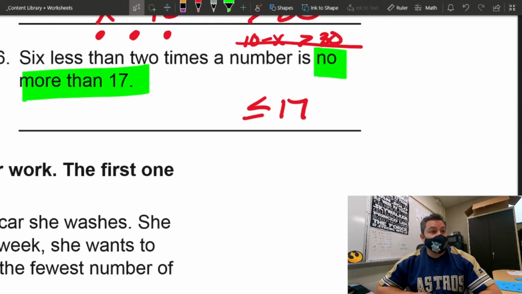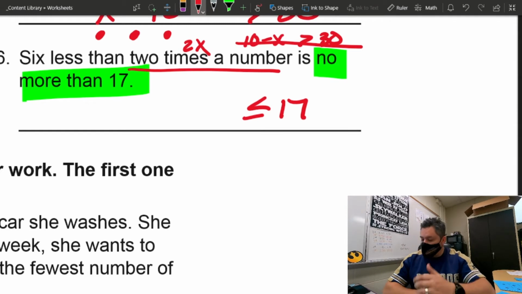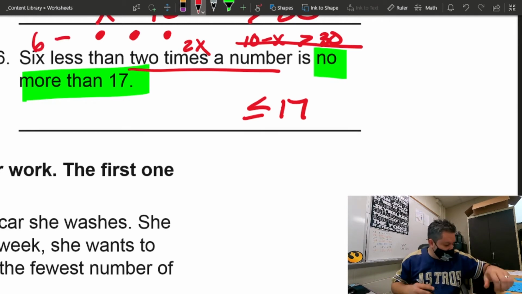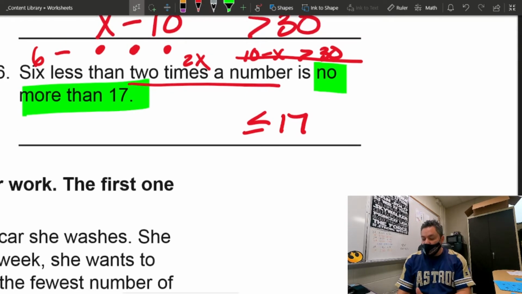Now this is another negative. 6 less than 2 times a number. So we have 2 times a number, easy, 2x, right? And then we have 6, and we have a minus sign. Again, just like on number 4, what are you taking away from what? Are you taking 6 away from 2 times a number? Or are you taking 2 times a number away from 6?